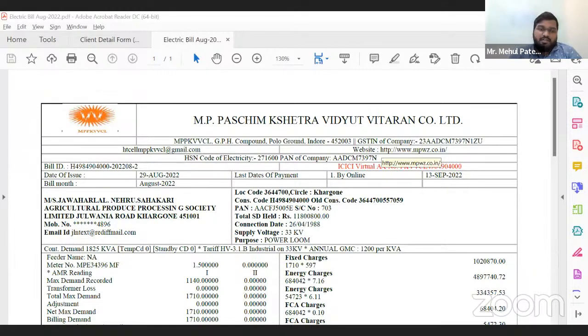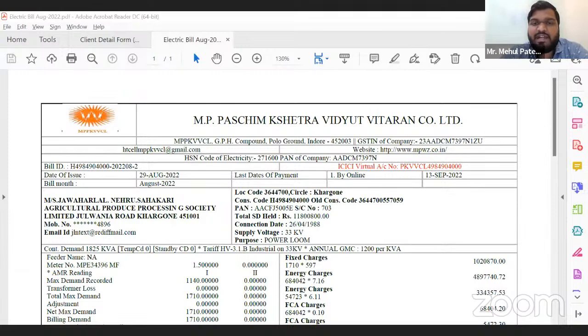Fine. So this is a recent analysis that we are doing currently. We are about to install a 2 megawatt solar plant for this customer, and we have just recently done the complete DPR preparation, that is a detailed project report. So this 2 megawatt plant is a complete captive consumption because the consumption required for this customer is very huge.